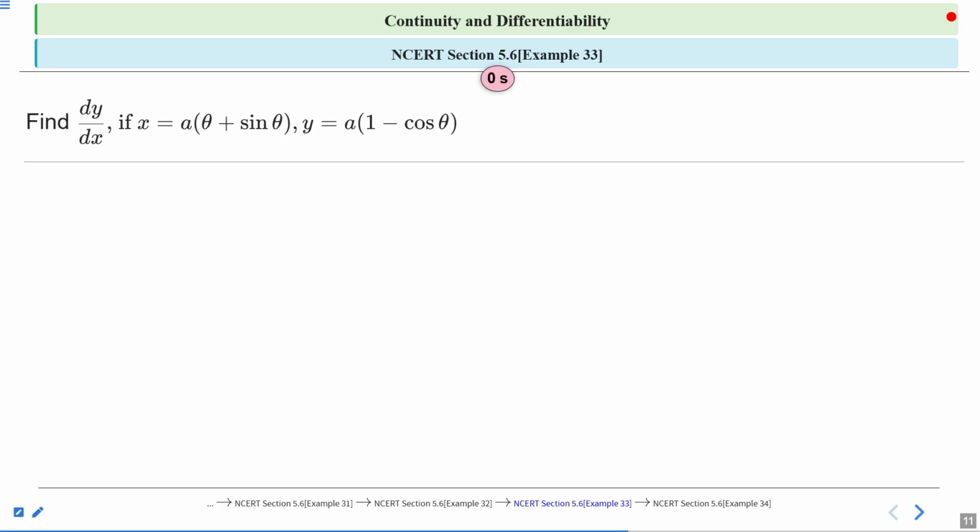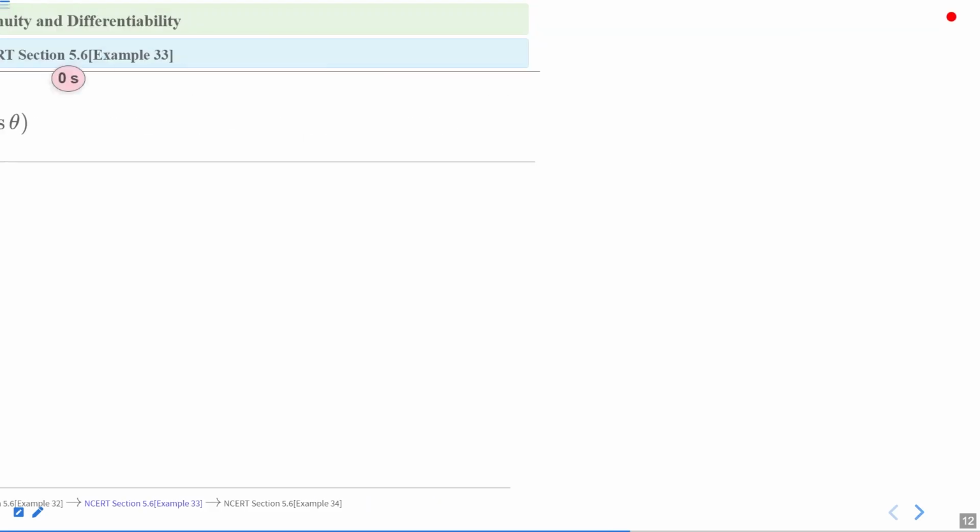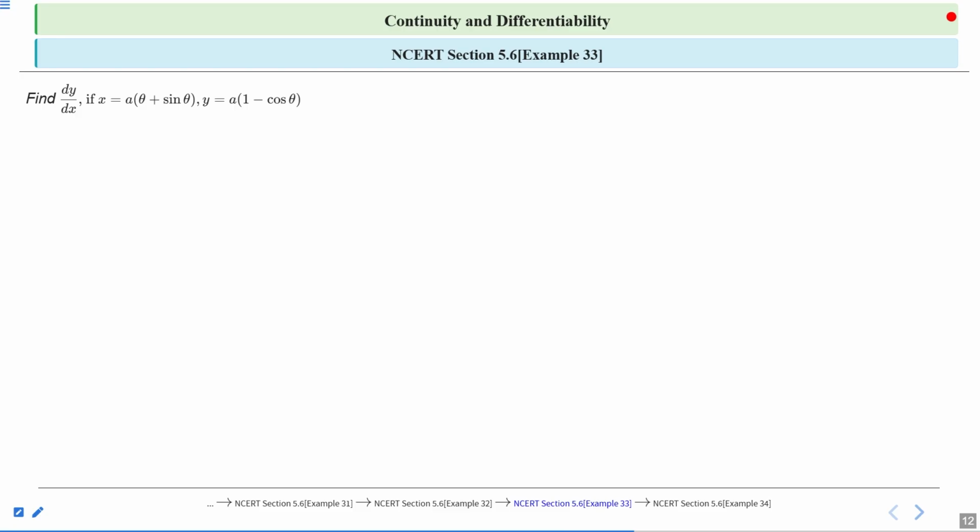Okay, so let us see the solution part. We have to find dy by dx if x is equal to a times theta plus sine theta and y is equal to a times 1 minus cos theta. So let us see the solution. We have x is equal to a times theta plus sine theta and y is equal to a times 1 minus cos theta.